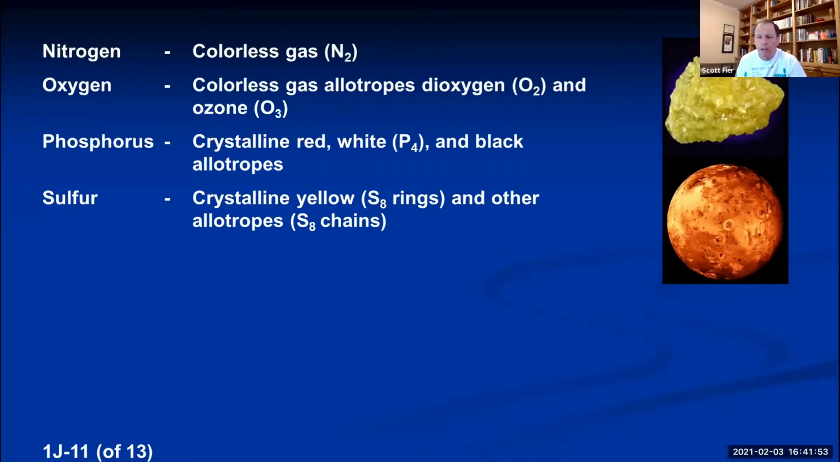And the yellow color is the S8 rings. See the orange colors on there? Those are the rings being broken apart into chains. So you actually see all these different allotropes of sulfur right there on the surface of Io. Where does the sulfur come from? It comes from the interior of the moon.